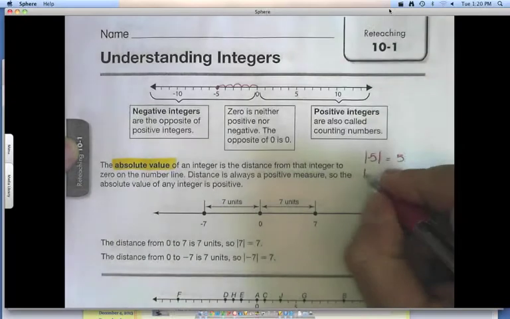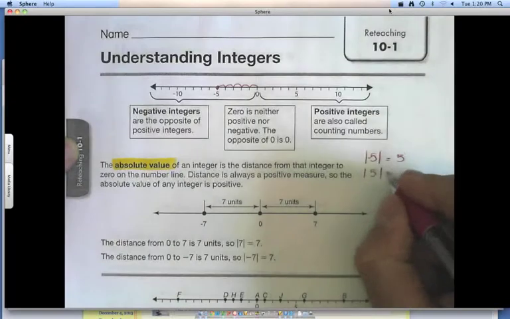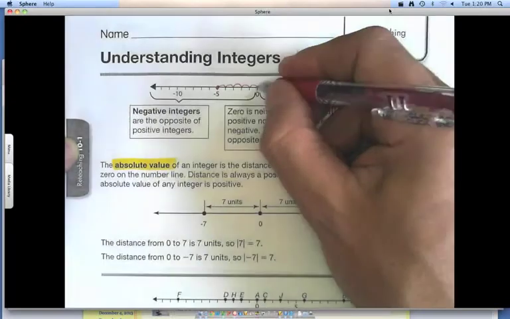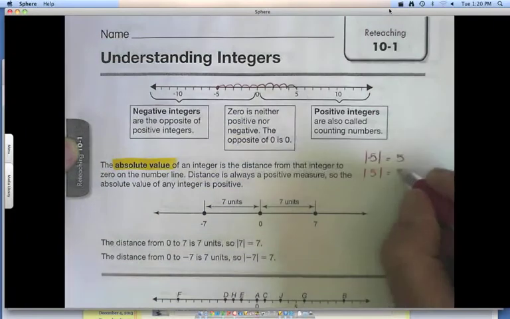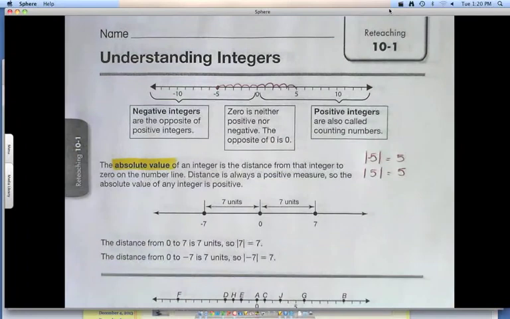I could say the same thing for 5. The absolute value of 5, again, absolute value is just looking for the distance from 0. And the distance from 0 for +5 is 5. Now, negative integers and positive integers, I am confident that you understand the difference between negative and positive integers, and that 0 is, of course, neither positive nor negative. The opposite of 0 is always going to be 0.